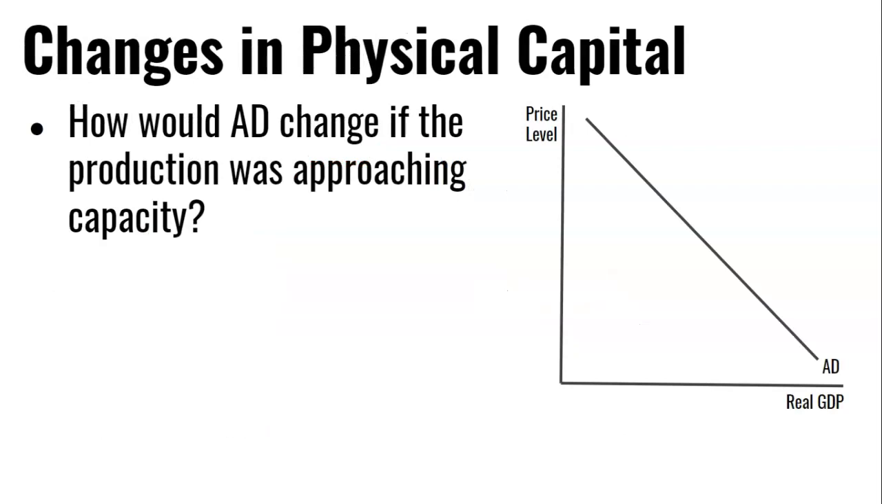What about physical capital? How would aggregate demand change if production was reaching capacity? If production was getting closer and closer to the maximum amount that's able to be produced with the current set of capital goods that we have. So think about that, pause the video, and then see if you're right.